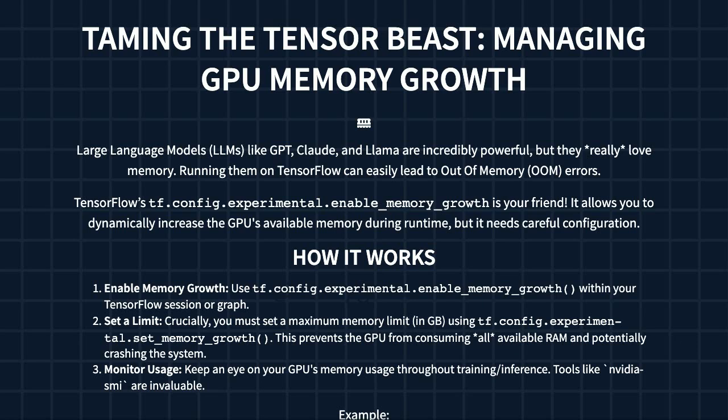Think of it like saying, okay, you can borrow some extra RAM, but don't take all of it. Using tf.config.experimental.set_memory_growth lets you define that limit, typically in gigabytes. And remember to monitor your GPU usage to make sure everything's running smoothly and not getting dangerously close to the limit.